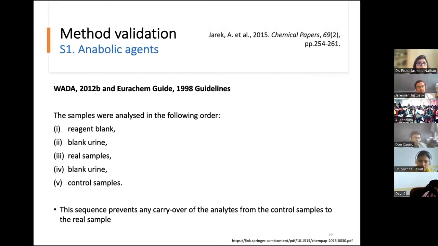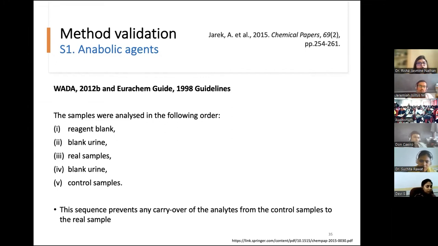Okay, now the method validation. Now WADA has given method validation guidelines. Okay, and the samples are analyzed using reagent blank. You need the blank, okay, the matrix blank, the blank urine sample, real samples, and then blank urine was run again, and then control sample.